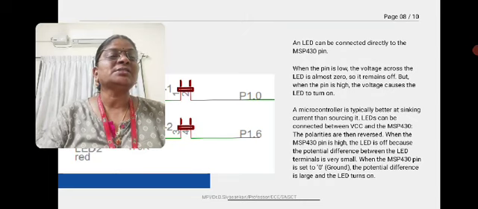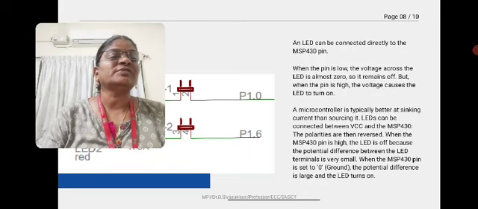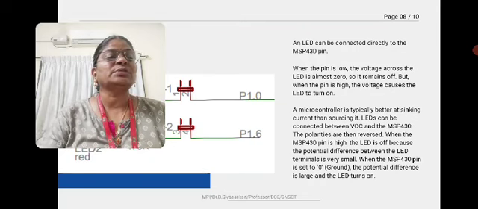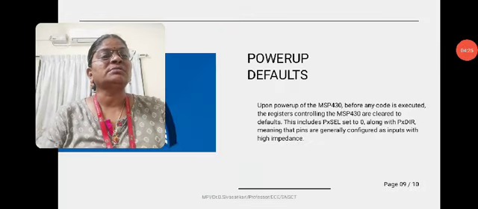So the LED can be connected between VCC and the MSP430. The polarities are then reversed. When the MSP430 pin is high, the LED is off because the potential difference between the LED terminals is very small. When the MSP430 pin is set to 0, the potential difference is large and the LED turns on, right?